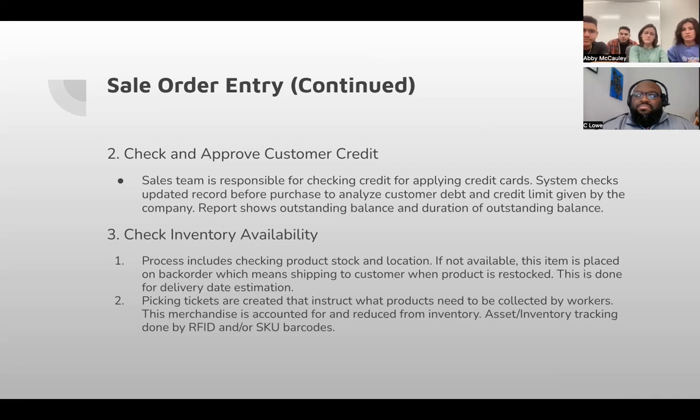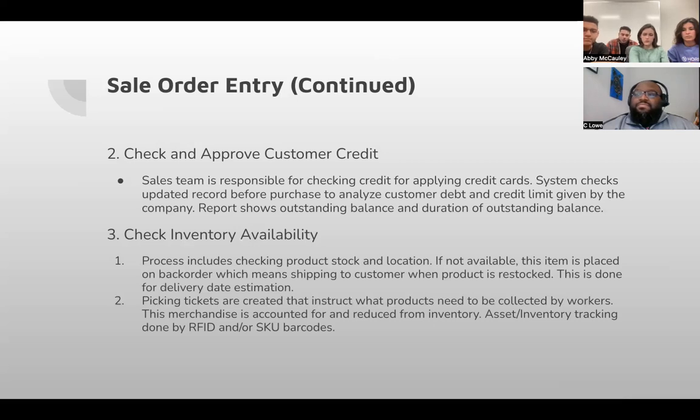So the next step, step 3, is checking inventory availability. So it basically just relies on checking if the product is available. It also checks where they have it located, because some companies have different warehouses, or they might have it stored away in a different location or a different part of the warehouse. And if this item is not available and it shows up on the system that it's not available, they'll put it on back order, which basically means shipping it to the customer once it's restocked.